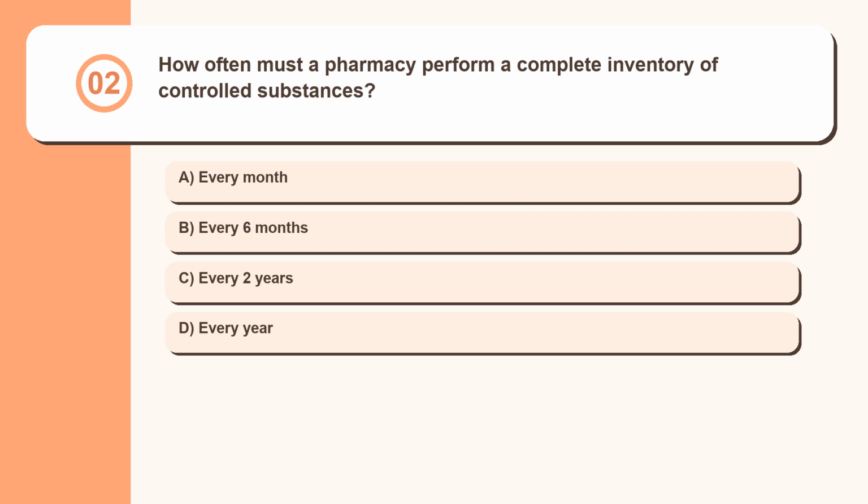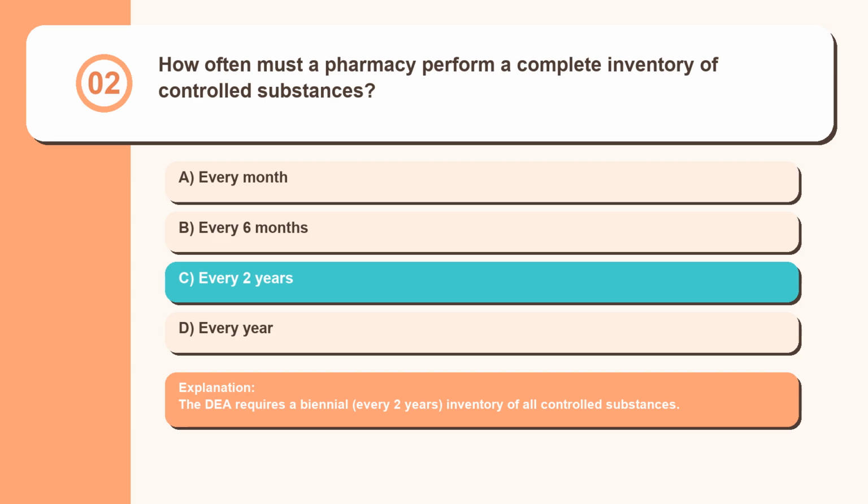Question 2. How often must a pharmacy perform a complete inventory of controlled substances? Every month, every 6 months, every 2 years, every year. The DEA requires a biennial, every 2 years, inventory of all controlled substances.